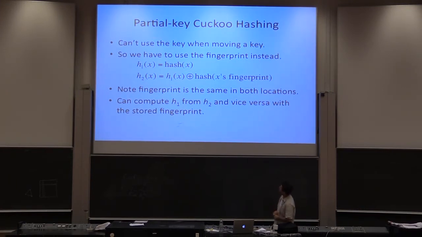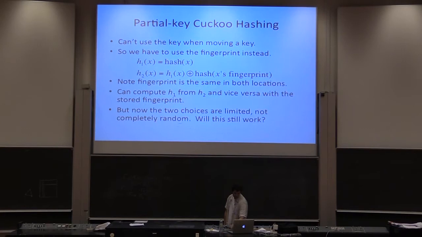Okay, so the second hash function is going to depend on the first hash function along with the fingerprint. And notice that this means I can compute H1 from H2 and the fingerprint, or vice versa. Given the fingerprint and its current hash location, I can figure out the other hash location and always store the fingerprint there.